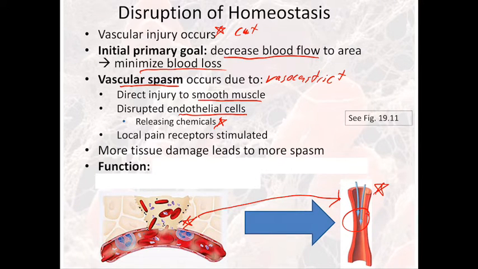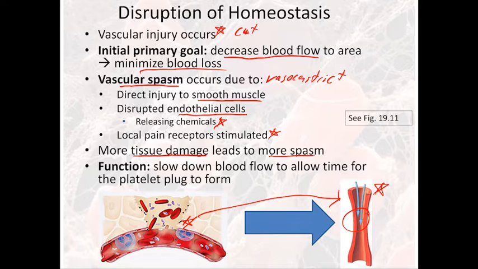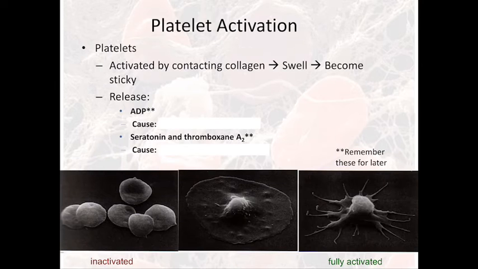And then also, whenever there's cellular damage, we have pain receptors stimulated by the stuff inside of those cells. That also causes spasm. Okay, and then the more tissue damage we have, the more spasm that occurs. And so the function of all of this is to slow down blood flow to allow time for the platelet plug to form, which will be the next step. Okay, so step number one when we have a bleed is slow down blood flow to that area by vascular spasm. Okay, step two is trying to get the platelet plug to form.